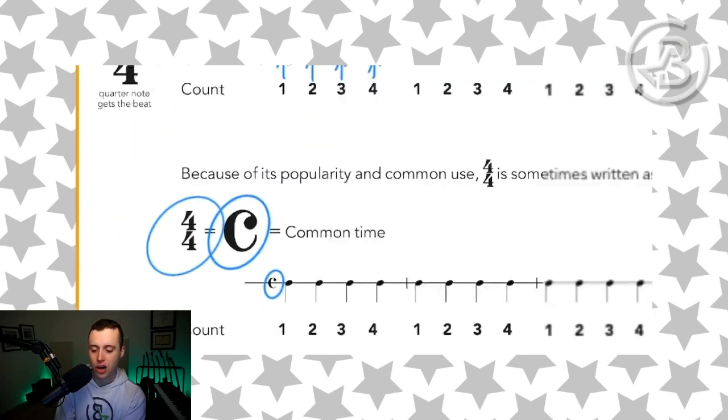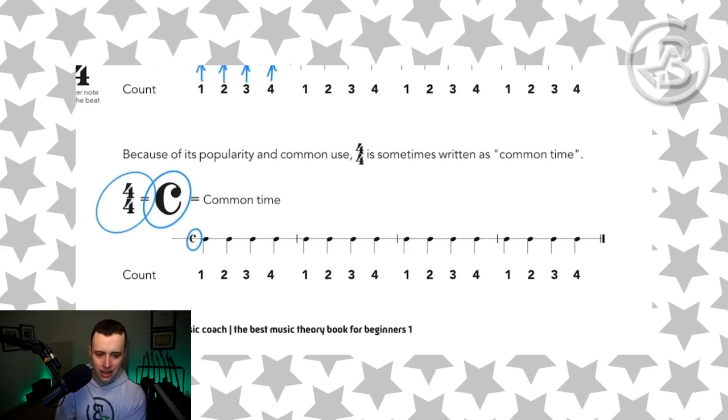So if you ever see a C, it actually is a time signature, and it means 4/4. And sure enough, we can see that there are 4 beats or 4 counts in every measure. That's our top number. And to agree with our bottom number of the time signature, we have 4 quarter notes in every single measure, and each quarter note is lining up with a beat or a count.